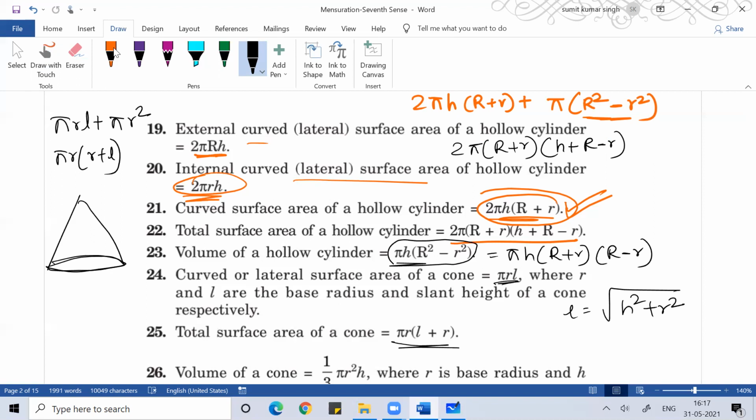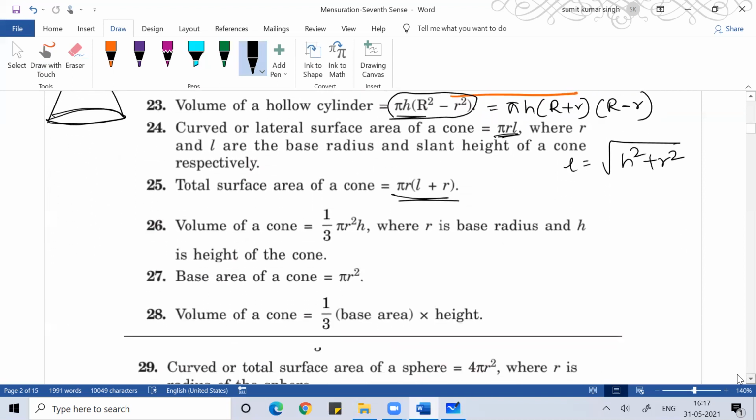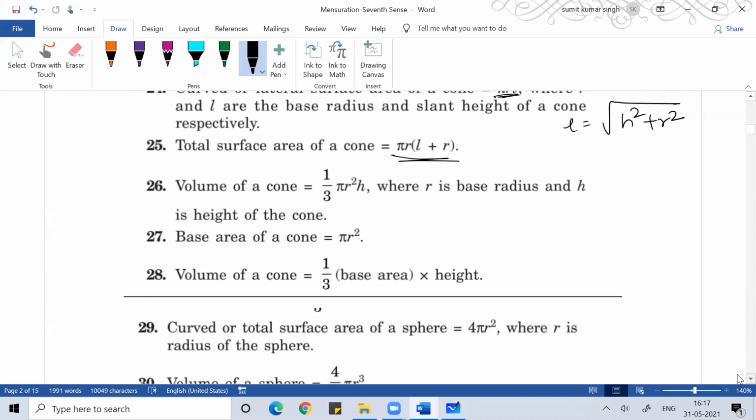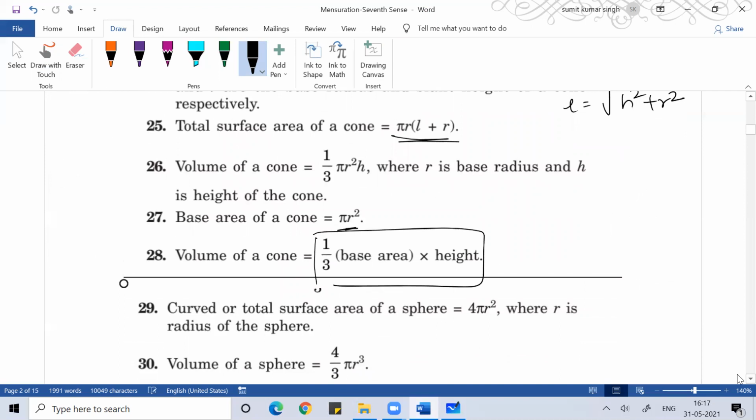Volume of a cone is 1/3 of the volume of a cylinder. So that is 1/3 of πr²h. We know the formula: area of base of a cone is πr². The base of the cone I already discussed, πr². Volume of a cone you can write as 1/3 of base area into height. Somewhere that will also come into the picture: 1/3 πr², this is the area of base, into height.